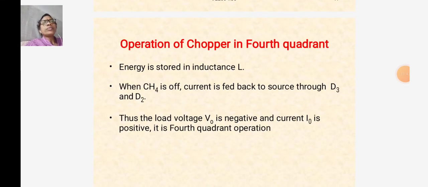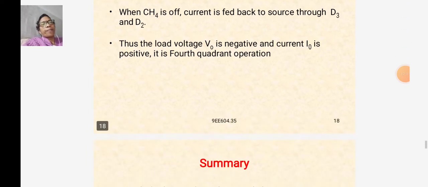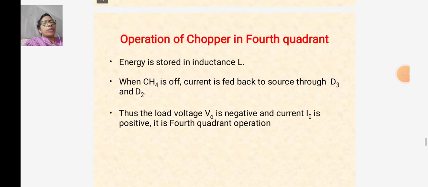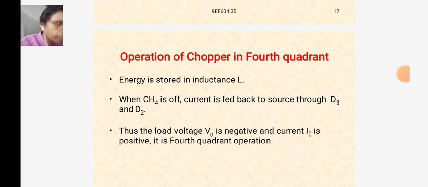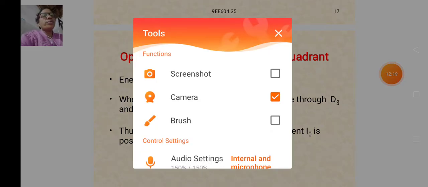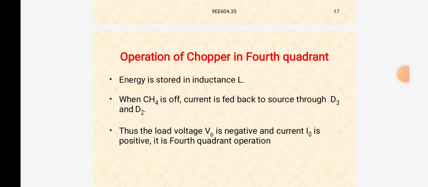So, energy is stored in inductance L. When chopper 4 is off, current is fed back to the source through D3 and D2. Thus, the load voltage V0 is negative and current I0 is positive. It is fourth quadrant operation. So, before going to the end of the class, we will watch one YouTube video regarding classification of choppers.